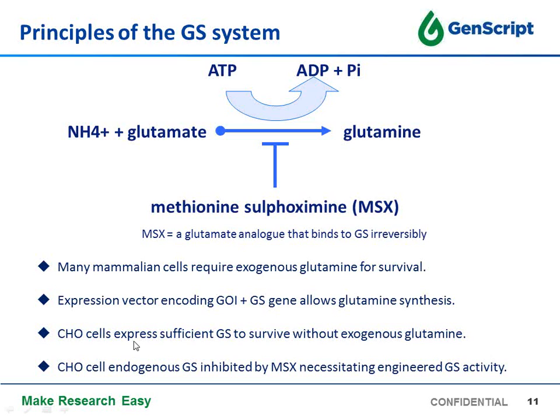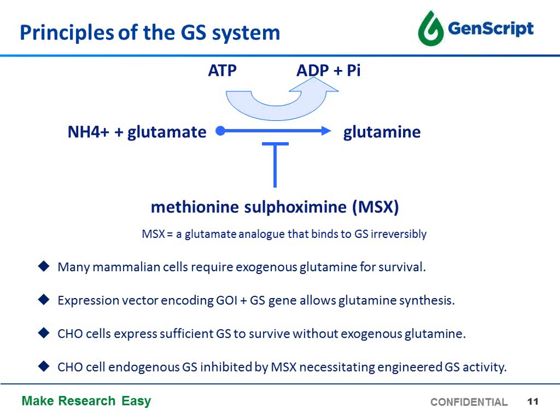Normally CHO cells express sufficient endogenous GS to survive without exogenous glutamine. But the endogenous GS can be inhibited by MSX, like I mentioned before. When an expression vector encoding the target antibody gene and the GS gene is transfected into the CHO cells, it allows continuous glutamine synthesis. Only the transfectants with additional GS activity can survive, and this is the principle of the GS selection system. The transfected gene amplification can then be further induced by stepwise increases in MSX concentration.